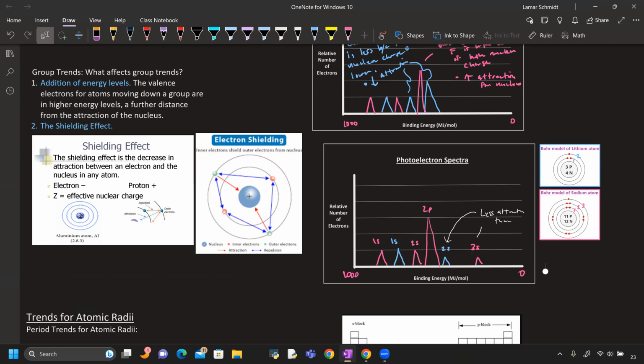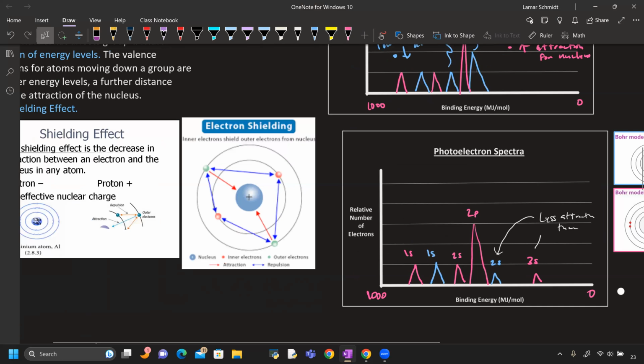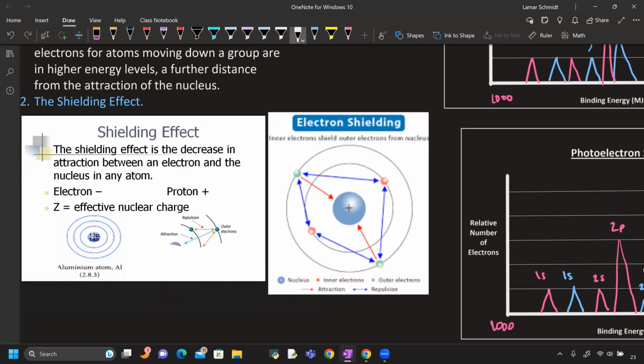Okay, the other thing that affects group trends is the shielding effect. The shielding effect is the decrease in attraction between an electron and the nucleus in any atom. And these two things go together: if we're adding energy levels, what happens is we have more electrons in the path. We're adding more electrons that are blocking or shielding the attraction of the nucleus for the valence electrons. So here is an illustration. We see that we have our valence electrons here, and while they are attracted to the nucleus, they are being repelled by core electrons.